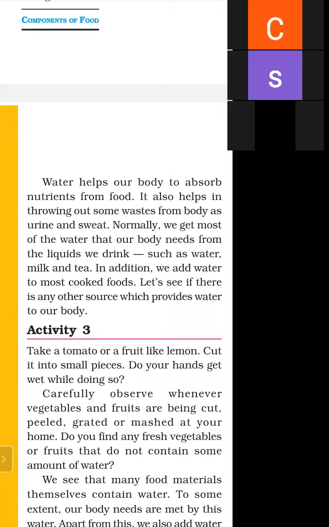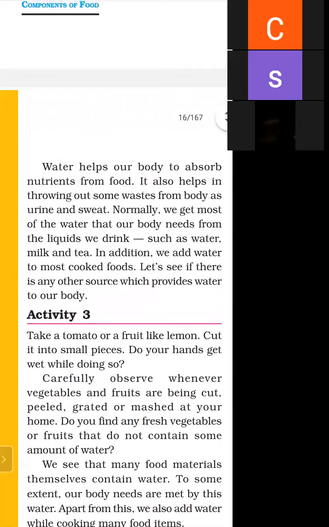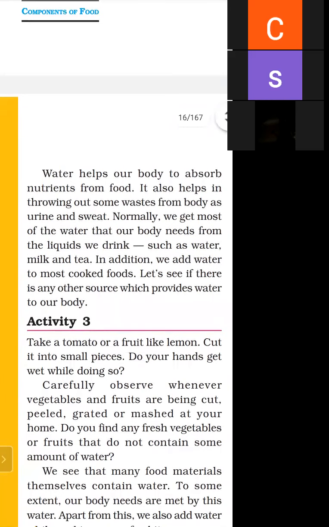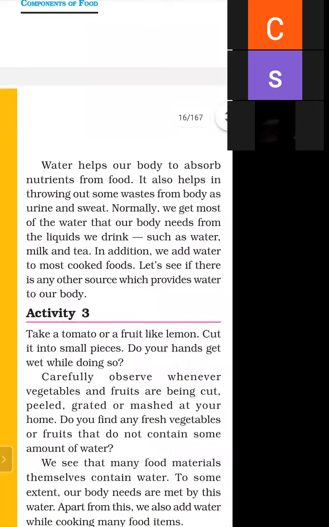As we know, when we eat food, some waste products come out in the form of urine and sweat, and this happens with the help of water. When we drink water, urine and sweat come out, and so some waste leaves the body in the form of urine and sweat. Normally, we get most of the water that our body needs from liquids we drink, such as water, milk, and tea. In addition, we can add water to cook food.